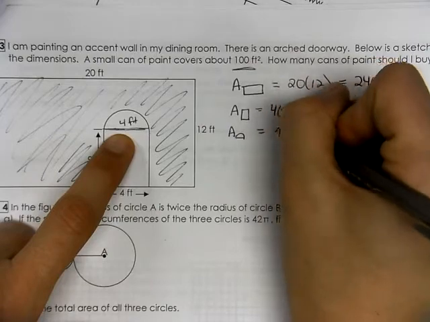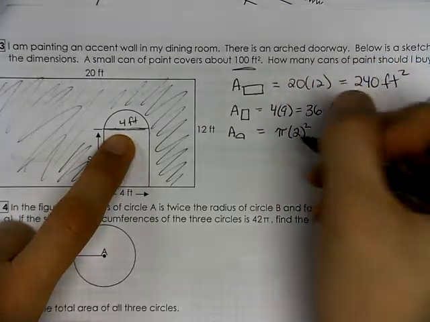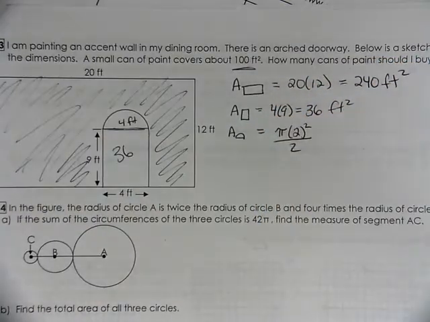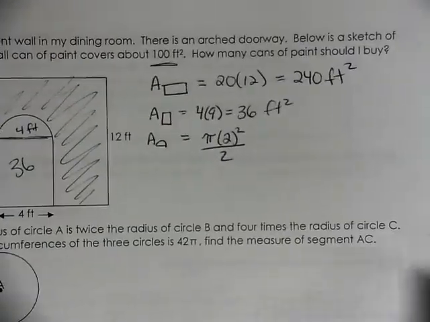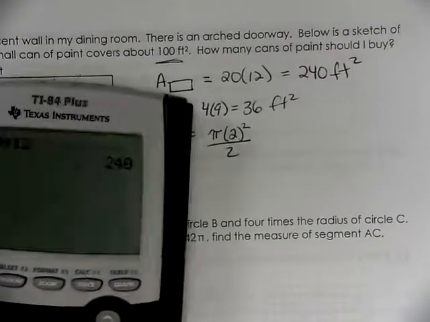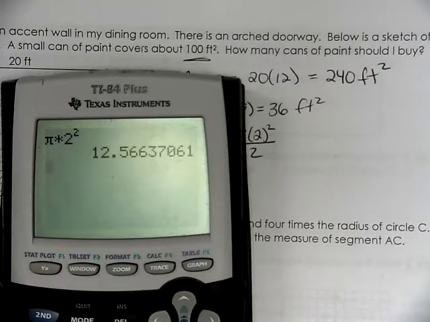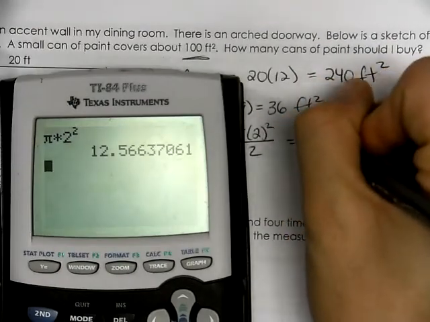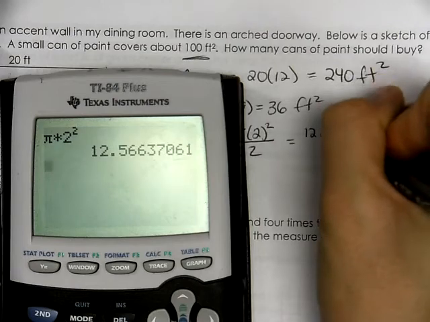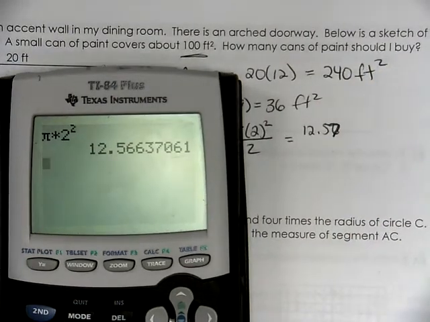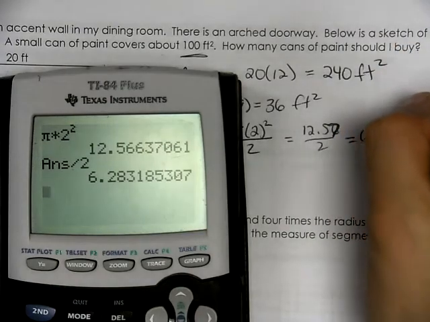So we're going to take pi times 2 squared, but then I'm going to cut it in half, because it's half a circle. If it was a quarter, you would divide by 4. Does that make sense? So pi times 2 squared, I'm going to do that first. 12.5657, divided by 2, 6.28.